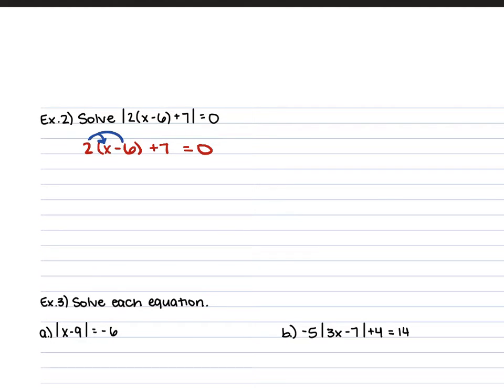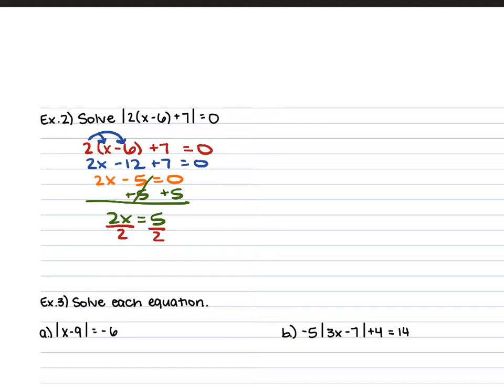I'm going to distribute the 2 in to give me 2x minus 12 plus 7 is equal to 0. I'm going to combine my like terms to where I have 2x minus 5 is equal to 0. I add the 5 to both sides. I get 2x is equal to 5. And then I divide by 2 to give myself x is equal to 5 over 2.